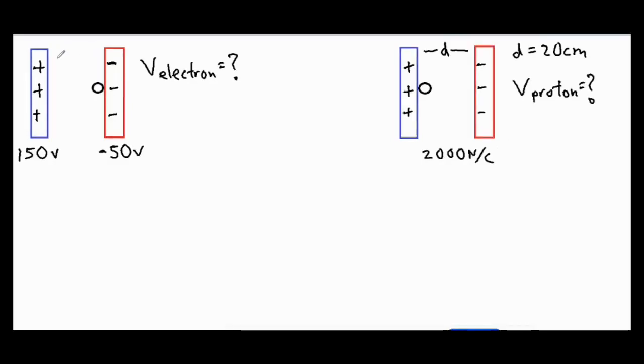So for this problem, we have an electric field that points from left to right, from the positive to negative, but since we have an electron, it goes the exact opposite direction of the field because it gets repelled by the negative plate and attracts towards the positive plate.